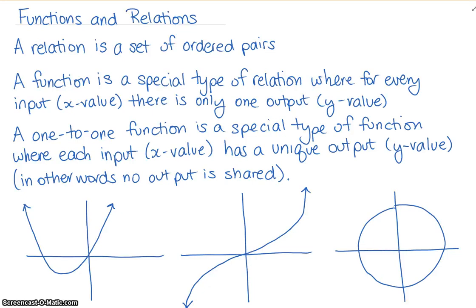So we're going to be looking at functions and relations today. A relation is basically a set of ordered pairs. There's an input, an x value, and an output, a y value. Now, ordered pairs, obviously you can write them as a set in set notation. You can write them in a table to see their x and y values.